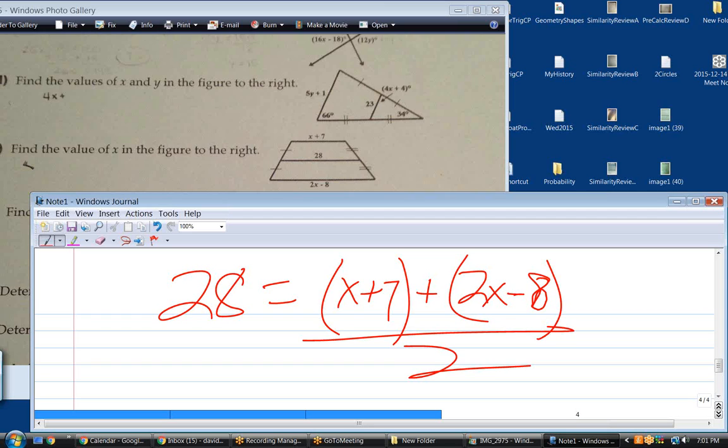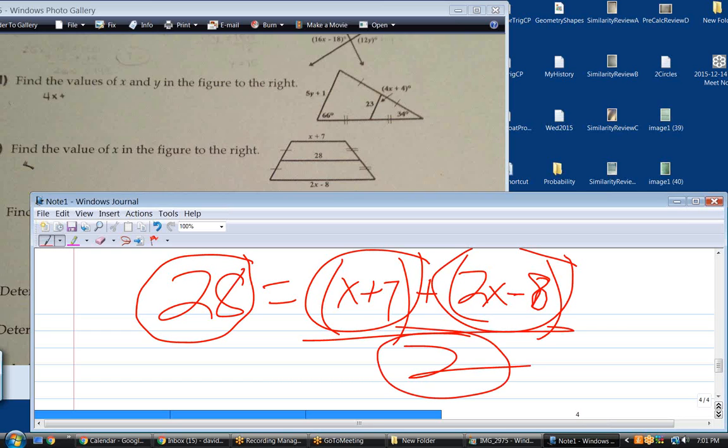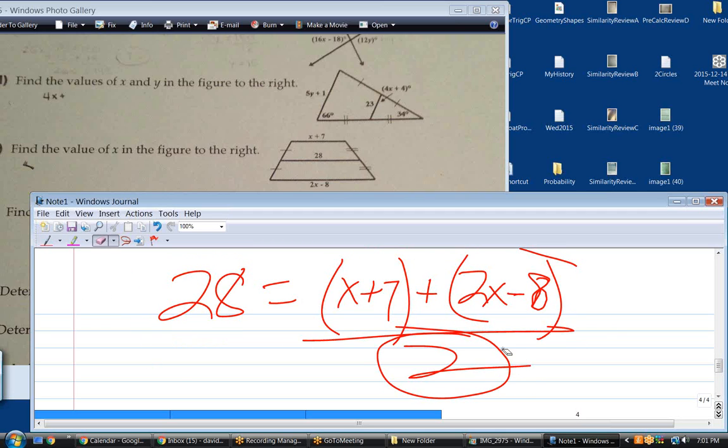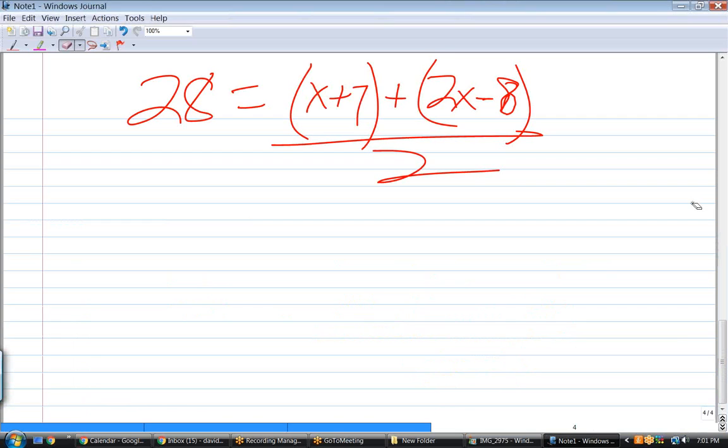All we did was follow our words. We said the mid-segment is equal to the top base plus the bottom base divided by 2. That's all I did. No magic. If you know the words, then you can fill in what you have for the bases. And notice that I have an equation with only one variable, x. Solve this for me. What's the first step?